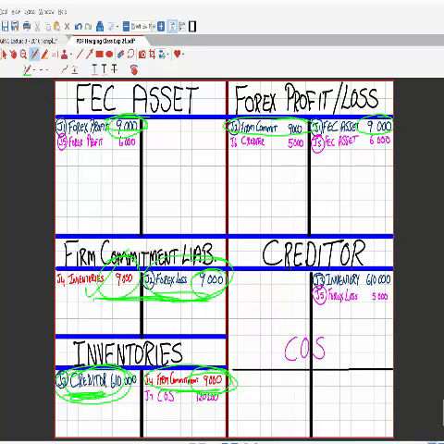The next video will be on the same hedging of a firm commitment, but this time with a cash flow hedge.